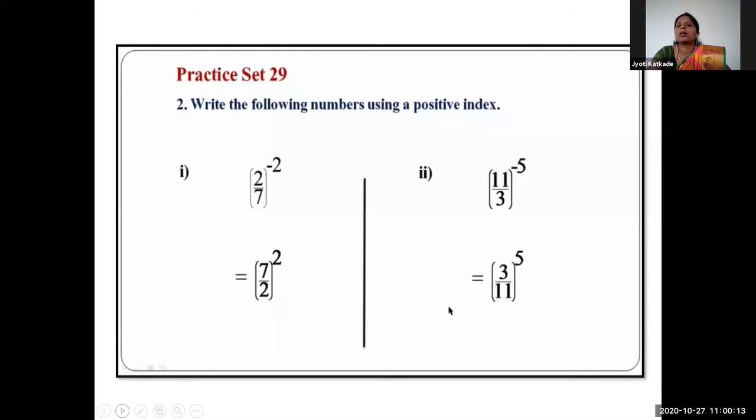Means take the inverse. Okay. Second example is 11 upon 3 bracket raised to minus 5. So we get 3 upon 11 bracket raised to 5. Means when we have to take positive index of the given fraction, so take denominator value at numerator and numerator value at denominator, and then we can take the positive index. If in the example positive index is given and we have to take negative index, you can also do the same as like this. Okay, see third example.